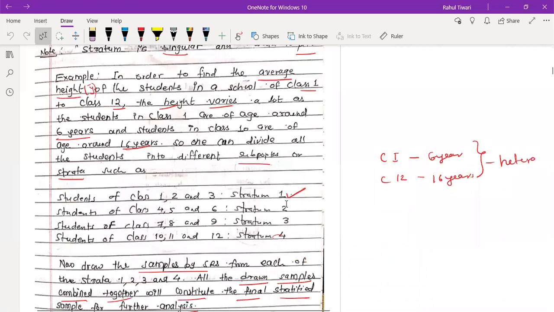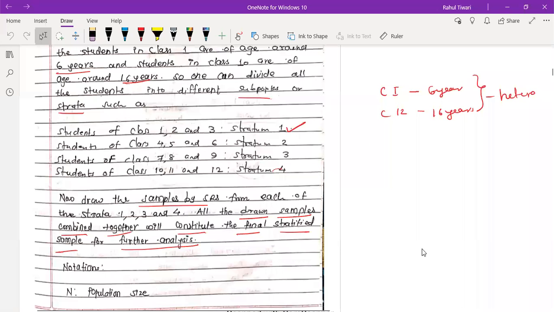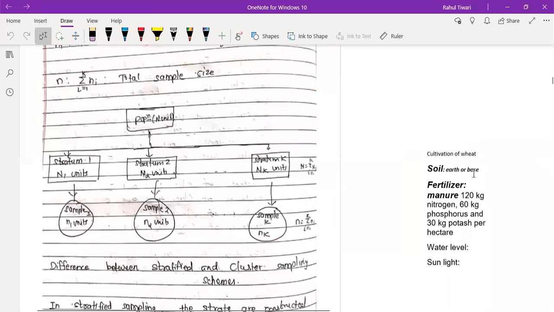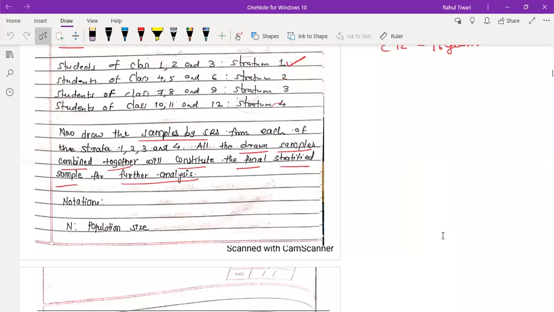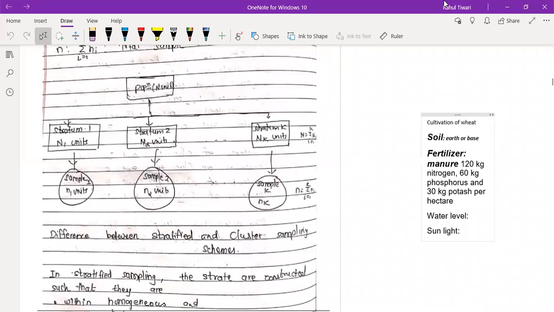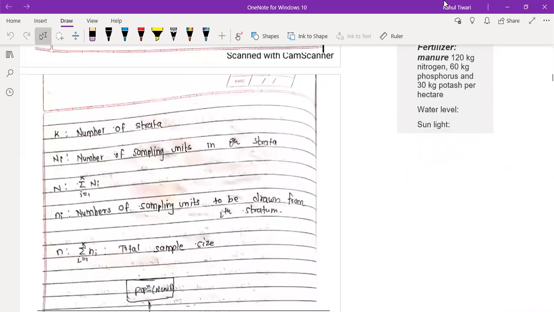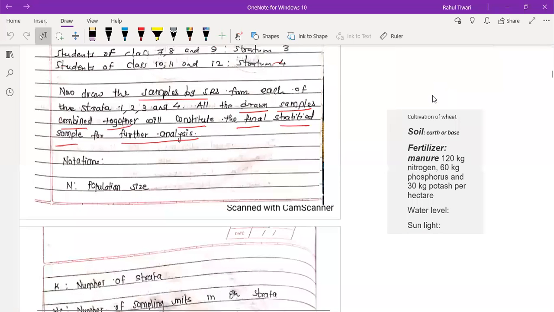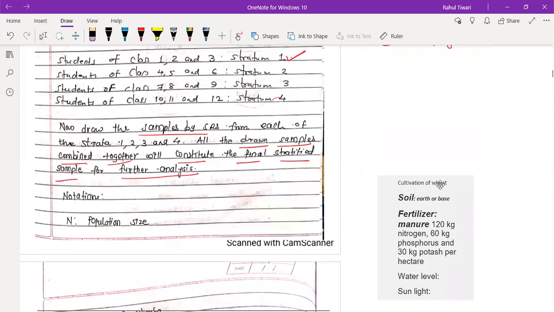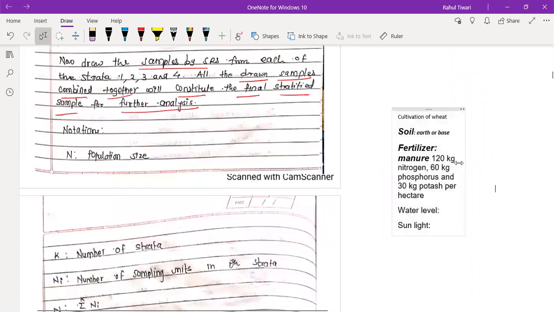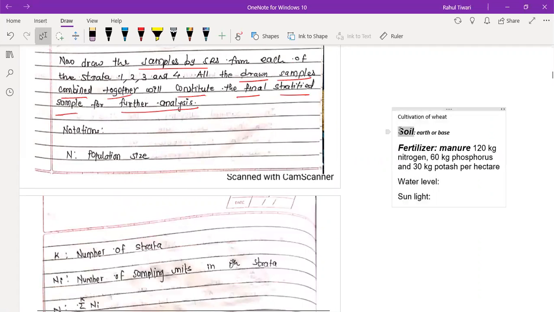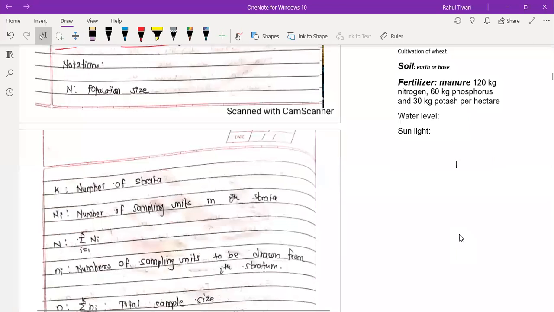Okay, I can give another example. Suppose you want to cultivate, let's say, wheat, or rice, or any particular crop. What things are required for cultivation of wheat? Generally you require a good type of soil. That is very important. So I need to create a plot. Suppose I have a 1 acre plot here. This data I have.